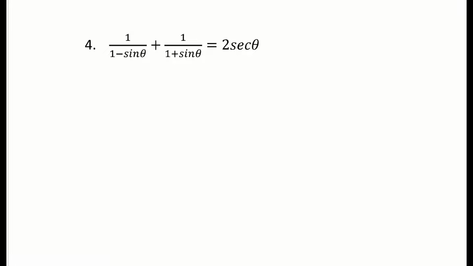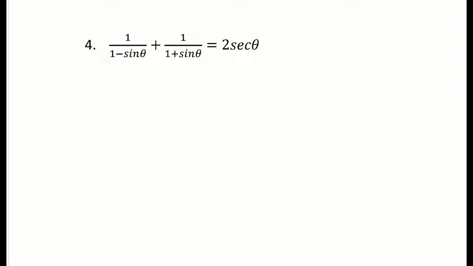Alright, so for this next problem, they're telling us to prove this identity, right? So not necessarily easier, but at least we know what the end product should look like. We know that we're supposed to end with 2 secant theta. Our job is to figure out how we can show all the work to get there. Now remember, there's many ways to get there. As long as you follow your algebra correctly, then you'll be okay.